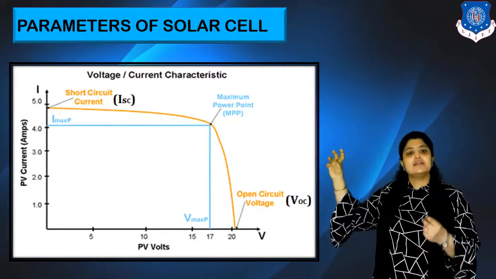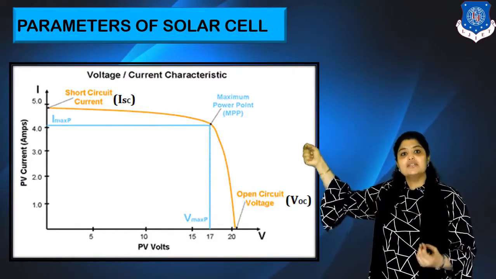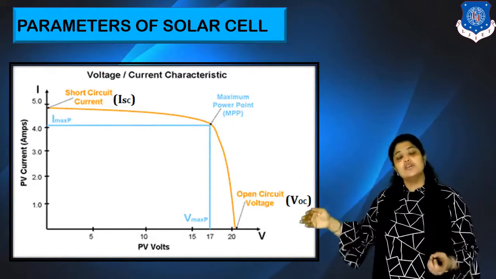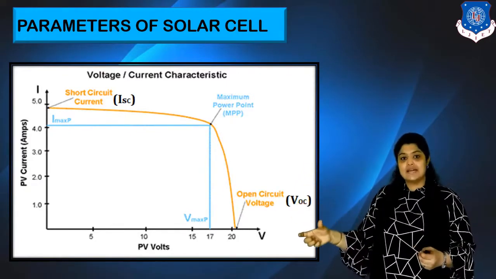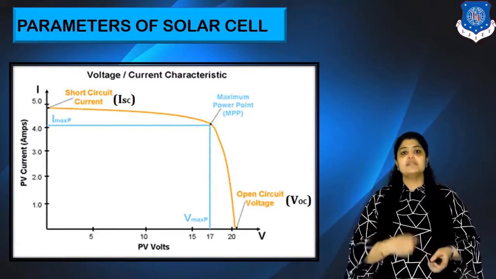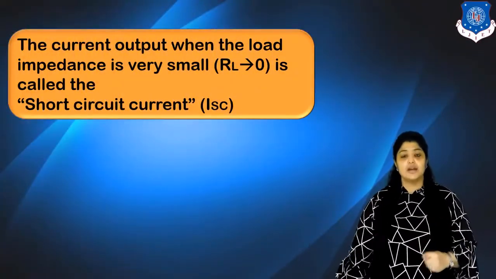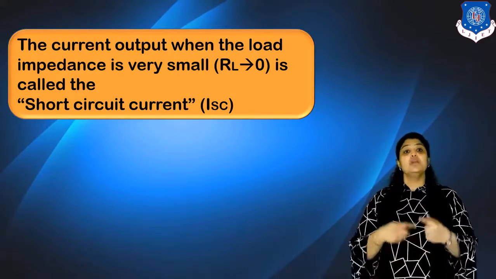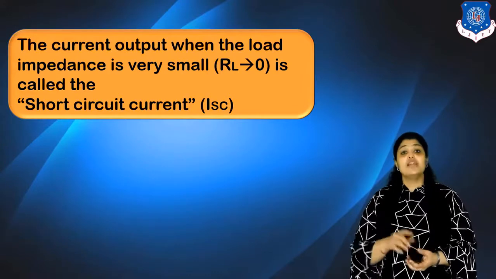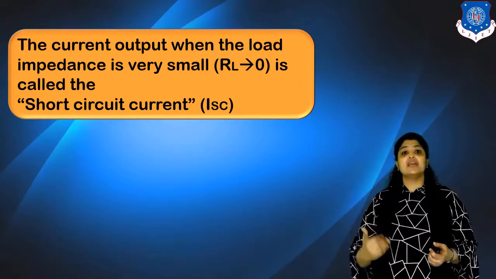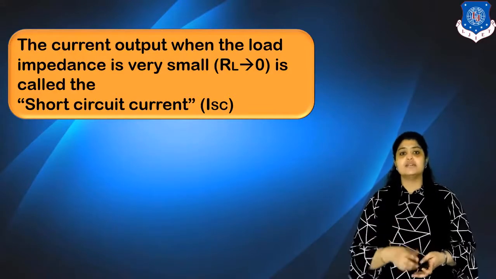You can see there is a point I have labeled short circuit current ISC, that is the maximum value on the y-axis, and you can also notice the maximum value on the x-axis which I have labeled as VOC, which means the open circuit voltage. Now let's discuss what exactly these parameters are. What do you mean by the term short circuit current? The current output when the load impedance is very, very small. When the load resistance tends to 0, the current is known as the short circuit current.